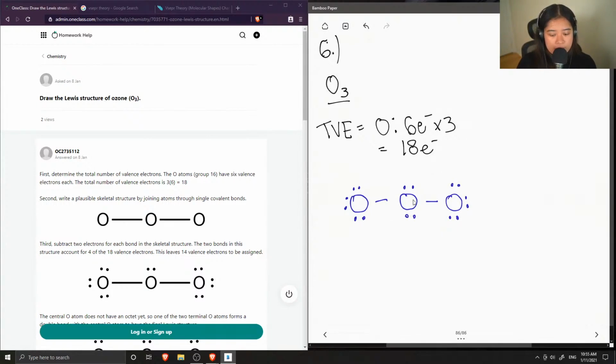So let's make one of these lone pairs into a double bond. And count out now how many I have. Okay, so now I have 18. And I'm going to calculate the formal charge for each of these oxygen atoms. So first let's label them 1, 2, and 3.